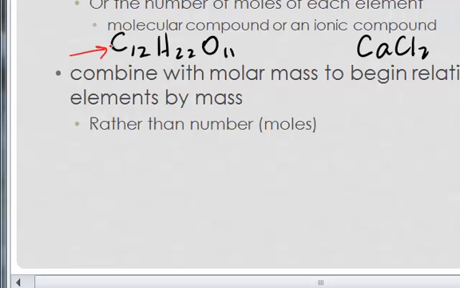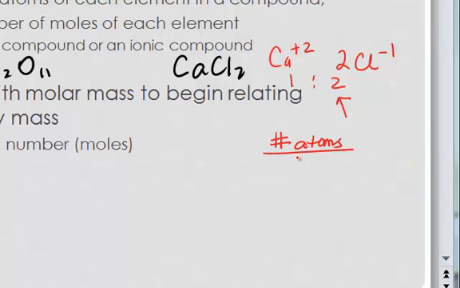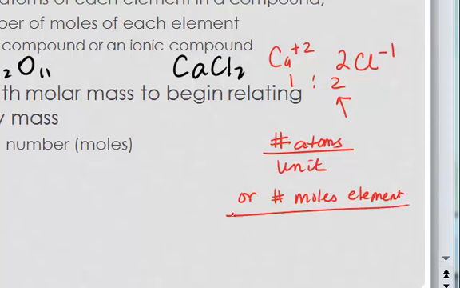Calcium chloride is an ionic compound, and the formula tells you the ratio. There are 2 chlorine ions for every 1 calcium ion, and in solution they're going to be present as calcium plus 2 ions and 2 chloride minus 1 ions, but they will always be there in a 1:2 ratio. So the important thing about these subscripts is that they represent number of atoms per unit or number of moles of an element per mole of that compound.